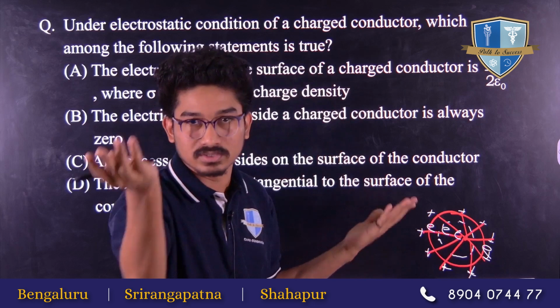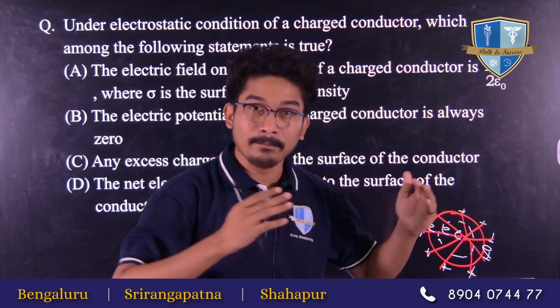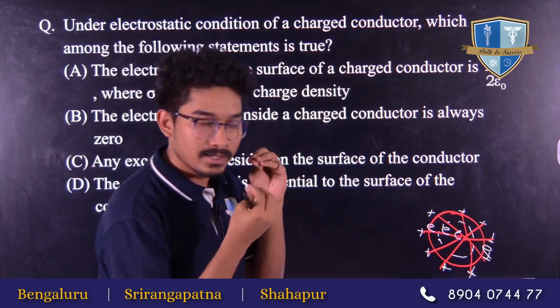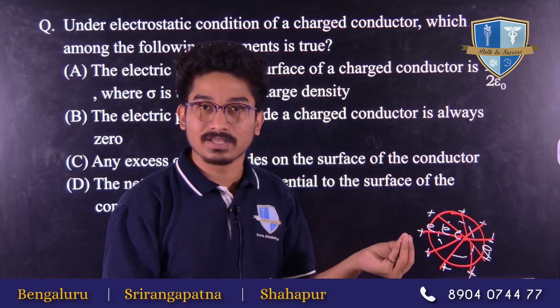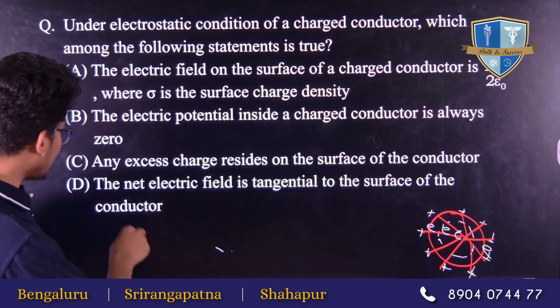They can't jump out of the surface, right? So they will try to be at the maximum distance possible. That's why all the charge will come on the surface. They will not remain inside, because if they are inside the surface, there will be so much repulsion. So this is our correct answer.